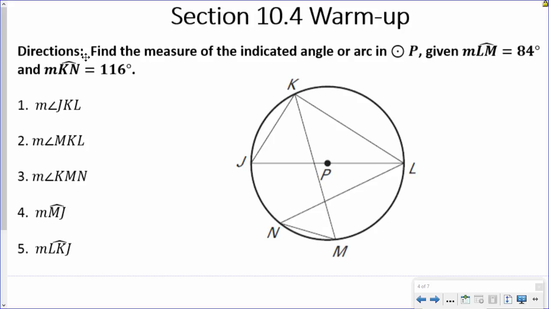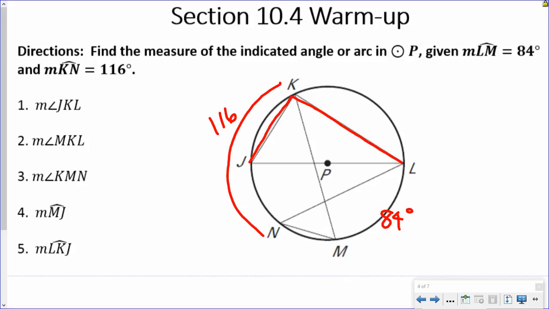So we know P is the center. Given arc LM, the measure of arc LM is 84 degrees. And the measure of arc KN is somewhere. So we know from K to N is 116 degrees. Okay. So then we want to find the measure of angle JKL. So I'm going to outline that.